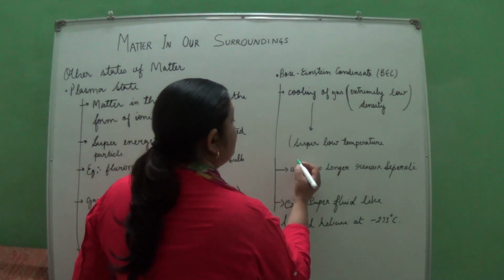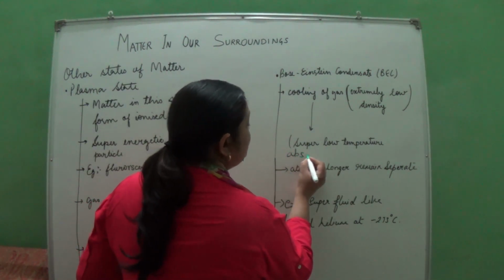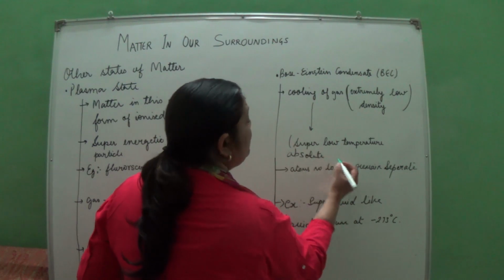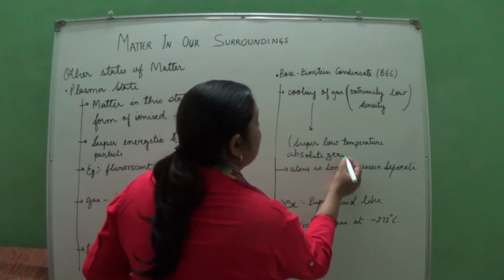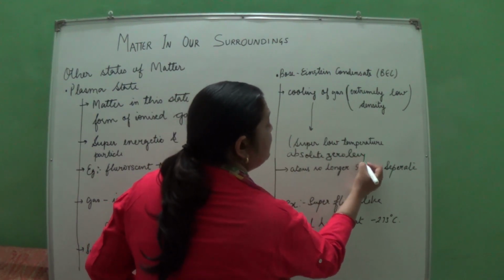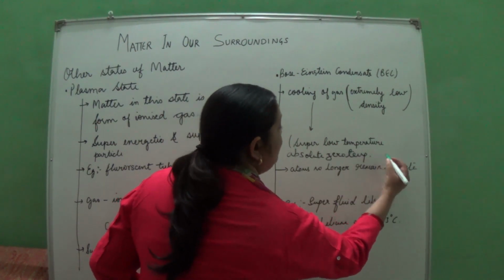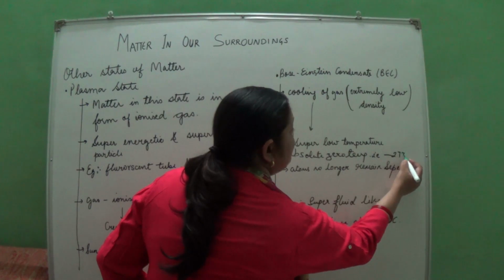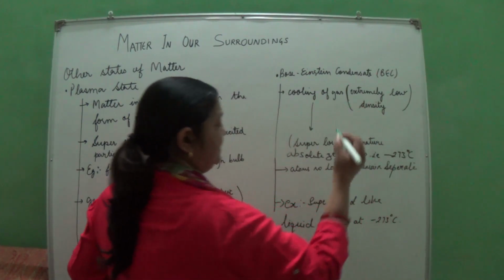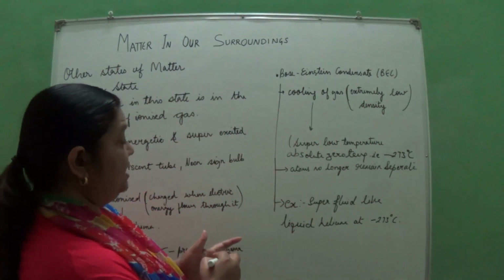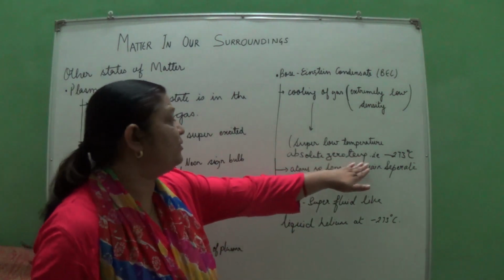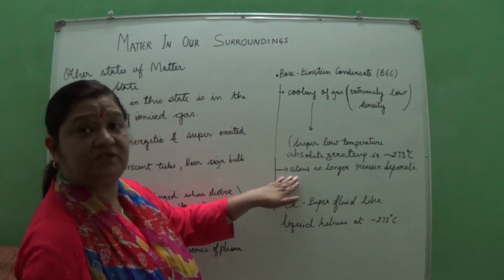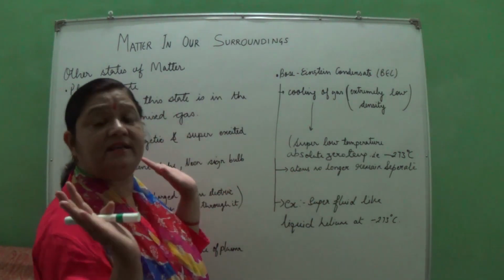Absolute zero temperature, and that is minus 273 degrees Celsius. Here, at this low temperature, these atoms are no longer separate.